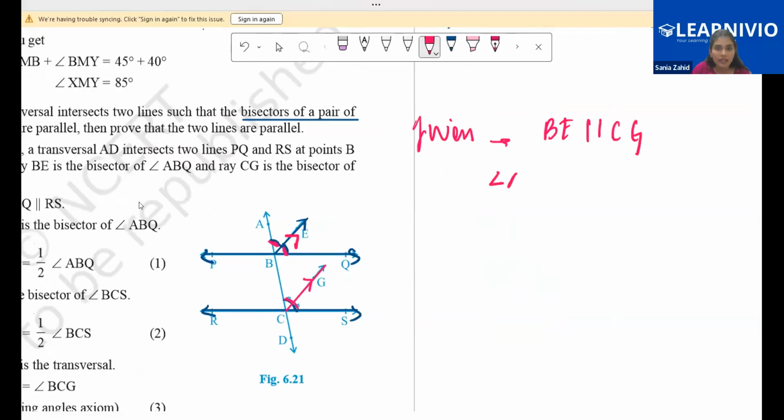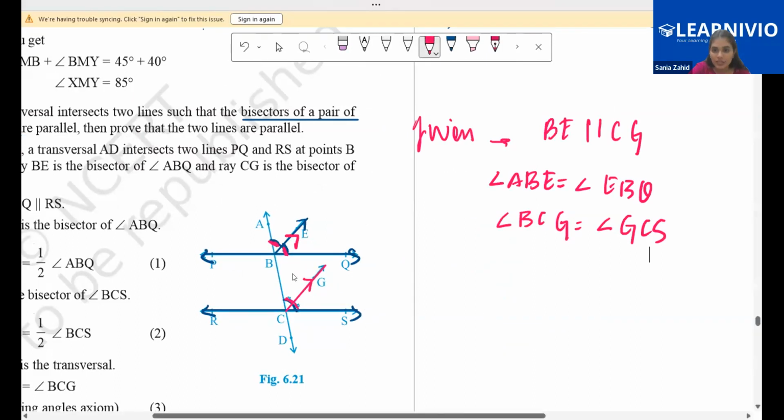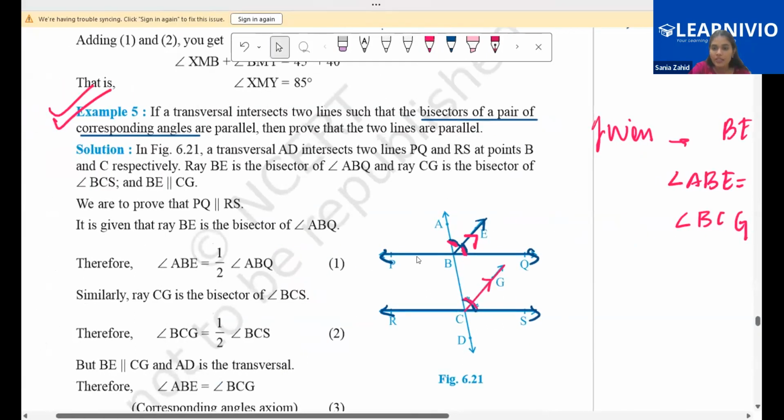Then angle ABE is equal to angle EBQ. And then angle BCG is equal to angle GCS. Right, children, this is given. Now look very carefully at the figure. Children, I'll give you time to write. Do not write right now. I'll give you all time to write.